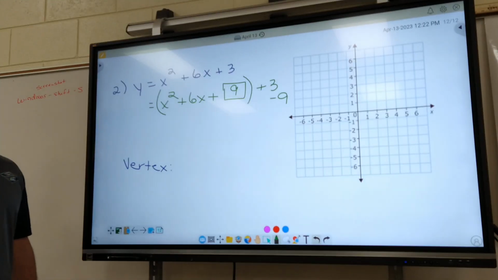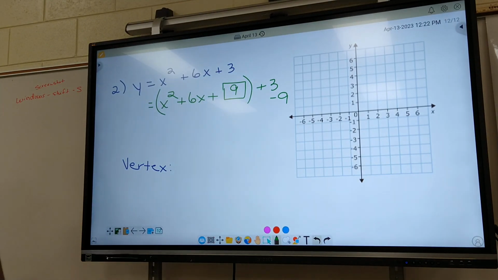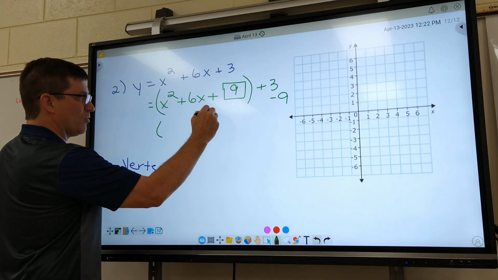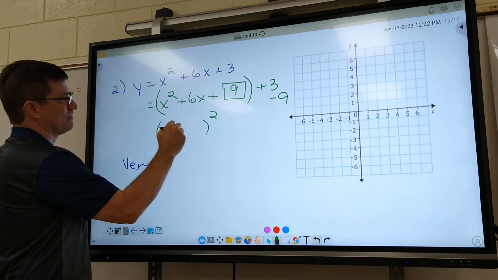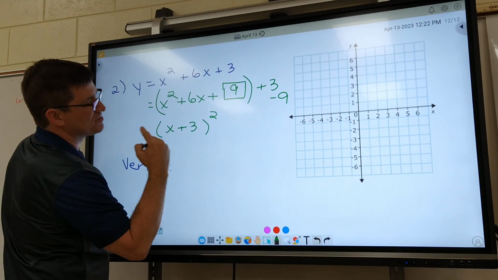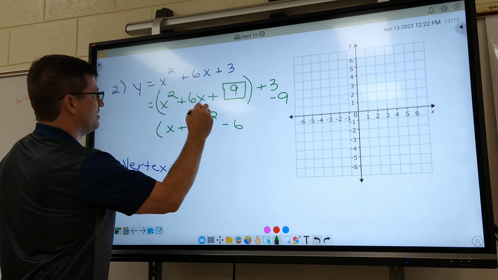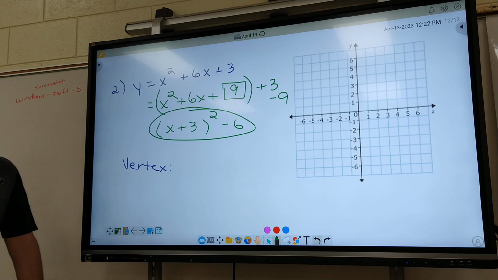Everybody good still? We got a new step. All right, Allie, you're on a roll. Let's keep going. What goes in the parentheses? X plus 3. And then back behind the parentheses, minus 6. That is your vertex form of the equation.